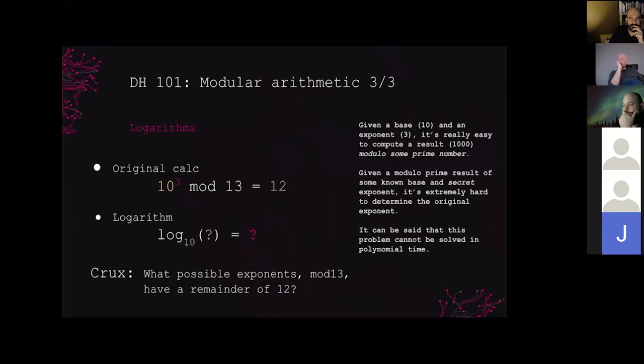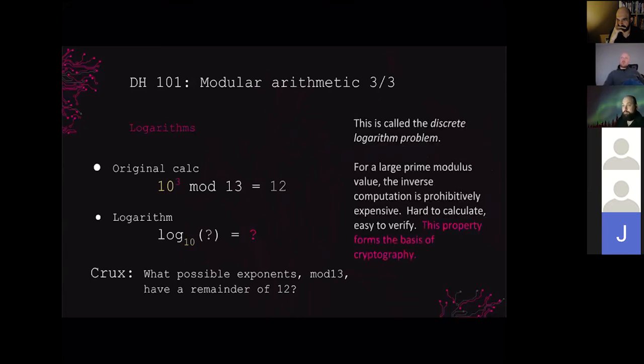And if you want to figure out what exponent is used in a particular number that has been divided modulo some number, if you want to actually calculate the logarithm, the exponent, what exponent modulo 13 has a remainder of 12, then you have to do a whole lot more work, and it's actually called the discrete logarithm problem.